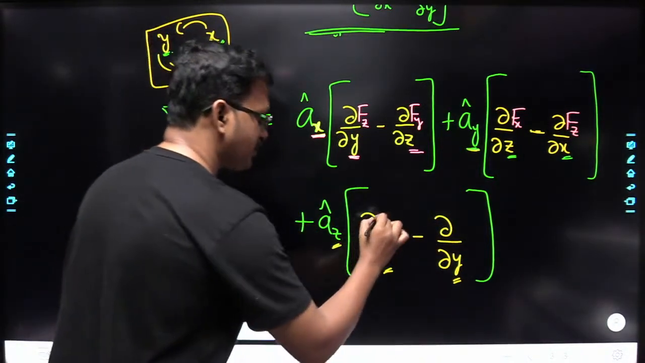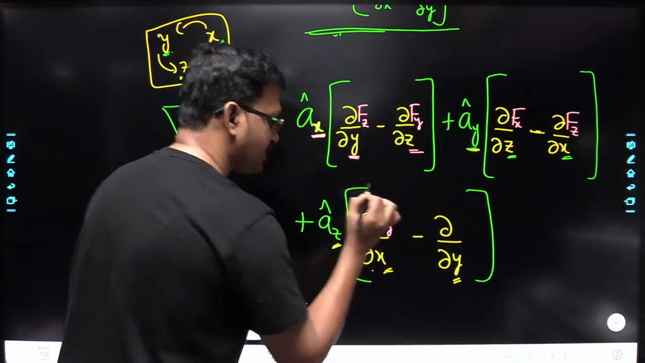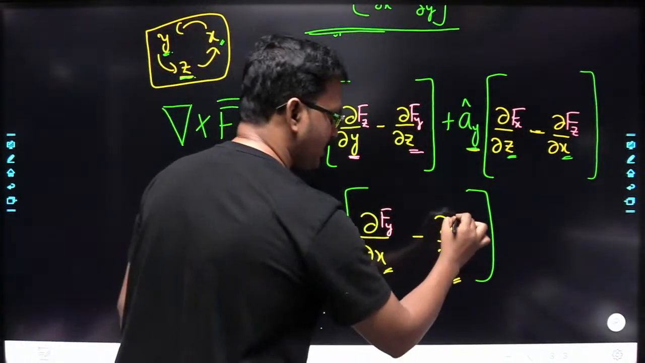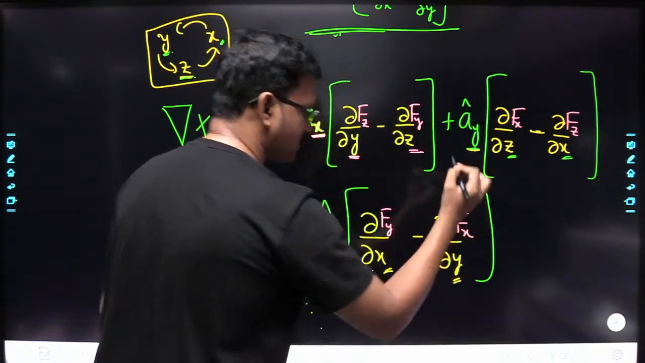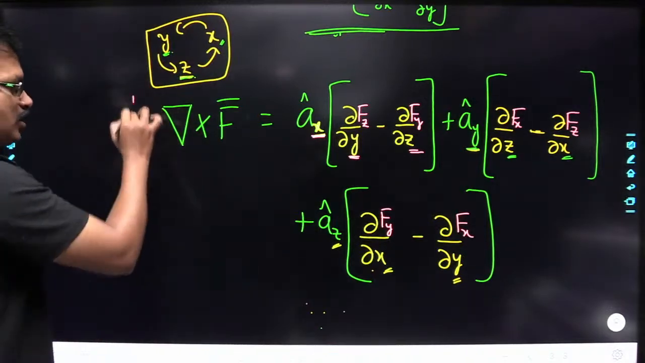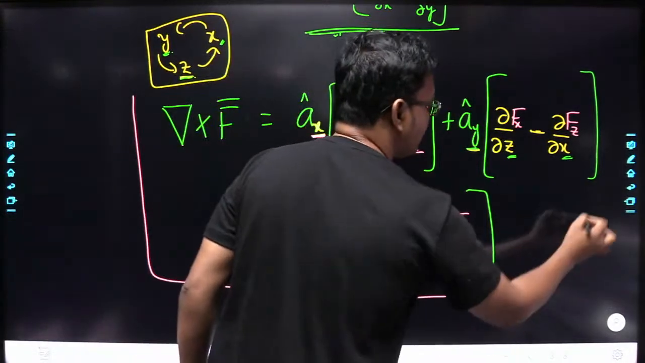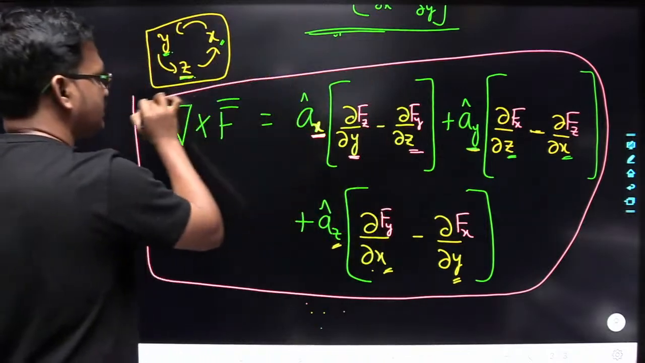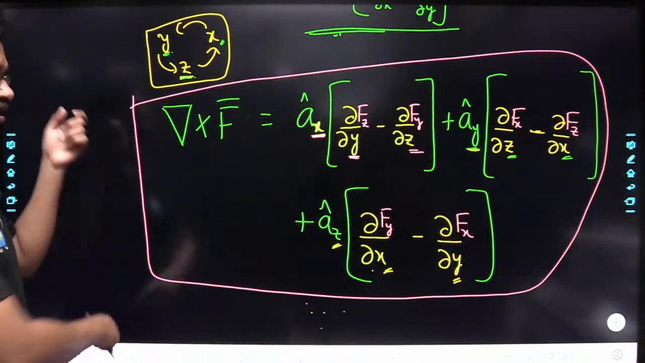Okay. So differentiate the y component with respect to x and differentiate the x component with respect to y. In this manner you can directly write the expression for curl here. Okay.